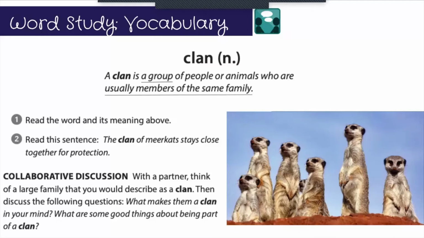Think about a large family that you would describe as a clan. What makes them a clan in your mind? What are some good things about being part of a clan? The meerkats stay close together for protection. But what else would have you benefit from being part of a clan? Something to think about. Go ahead and pause. And when you're ready to continue, hit play.